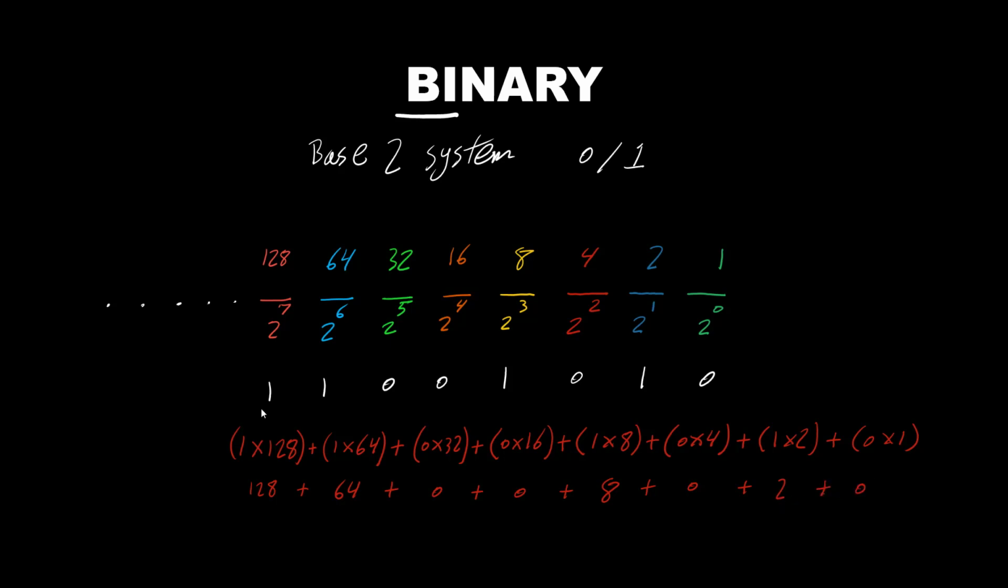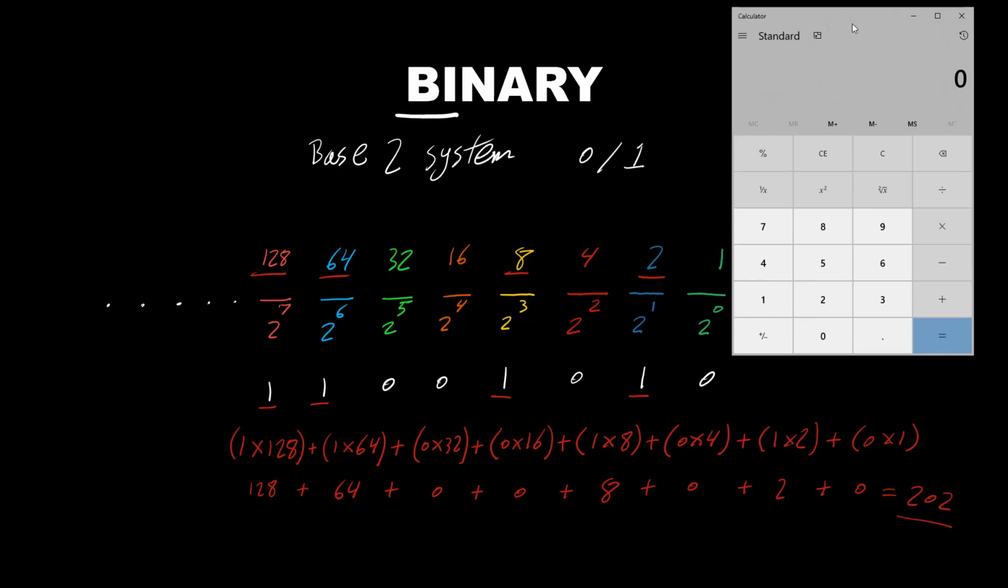Therefore, we just need to count the ones that are already turned on. And again, 1 means being on. In this case, 128 plus 64 plus 8 plus 2. Now if we add all the numbers, 128 plus 64, that's 192, plus 8, that's 200, plus 2, 202 in the decimal value system. Therefore, the binary number 11001010 is equivalent to 202 in the decimal number system.